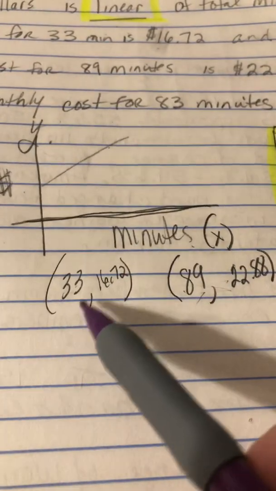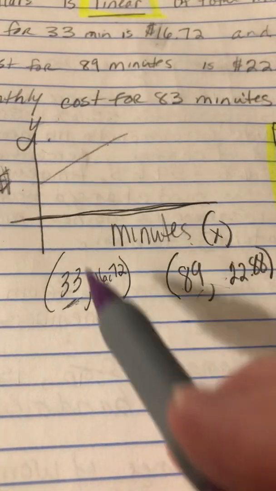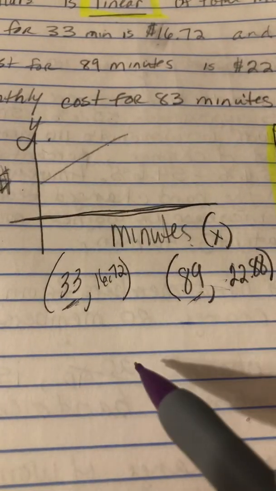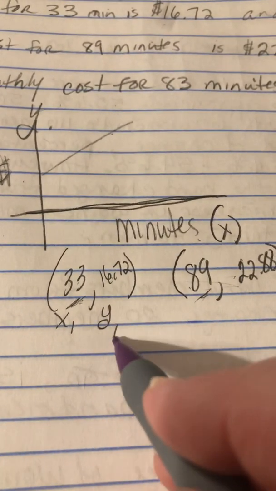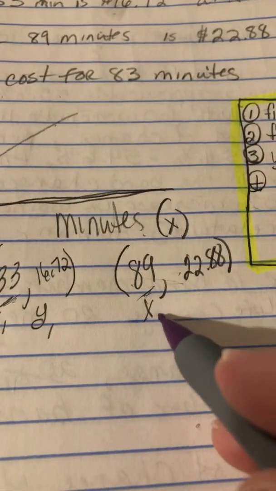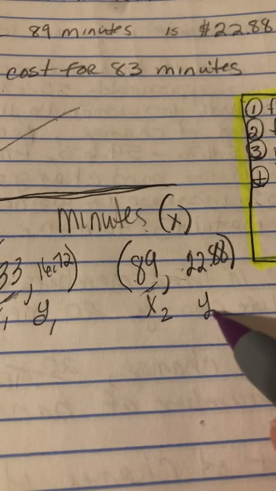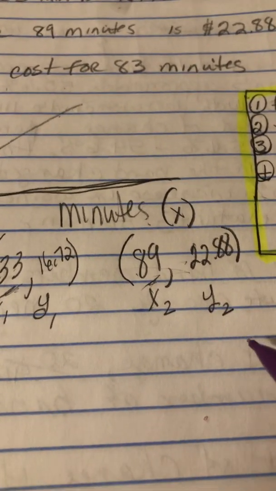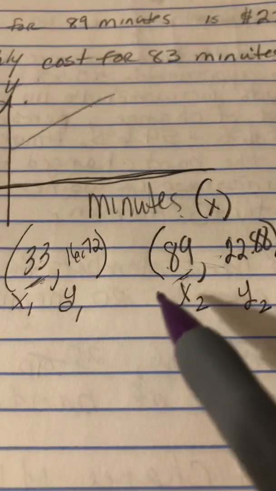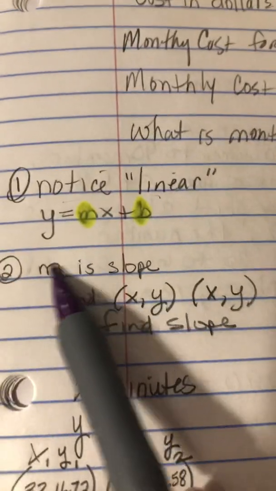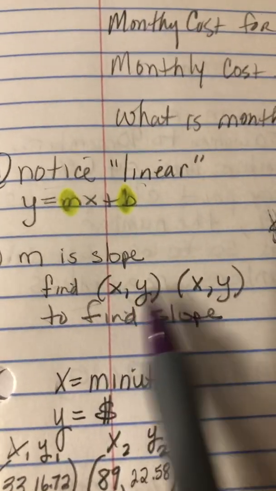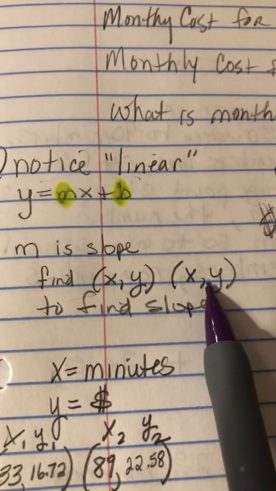Some teachers might tell you that the smallest x value should be the first one and this would be the second one. So we would call this the first x and this the first y, and this the second x and this the second y. But really, doing the work, it would still come out correctly if we switched it around the other way. So don't worry about that part so much. But it says find the slope using these 2 sets of x and y coordinates.